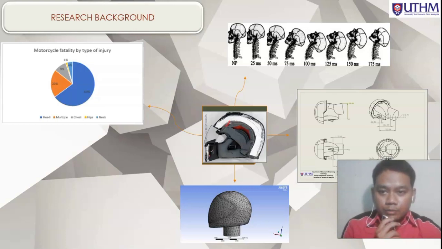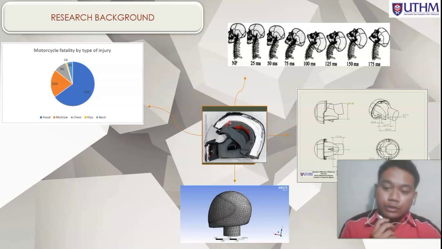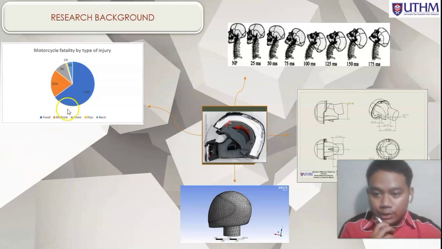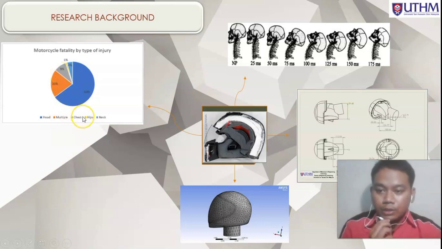Okay, for the research background, for the first, we have the study of the analysis of different motorcycle fatality by type of injuries. So we have the statistic here. 63% of the fatality happens on the head, 20% for the multiples, 9% for the chest, and 1% for the hips, and lastly 4% for the necks. So in this study, we will focus on the neck fatality.